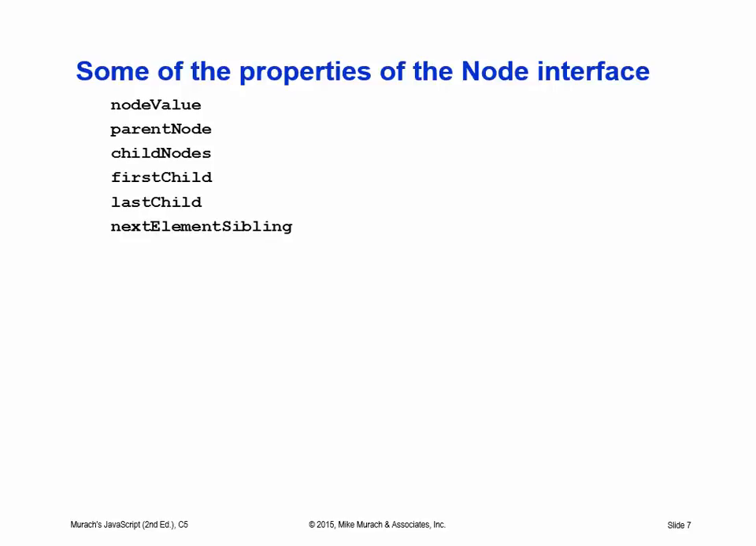First child returns a node object for the first child node. If this node doesn't have child nodes, it returns null. Last child returns the last child node. If the node doesn't have child nodes, it returns null. And next element sibling returns a node object for the next sibling. If there aren't any siblings, it again returns null.